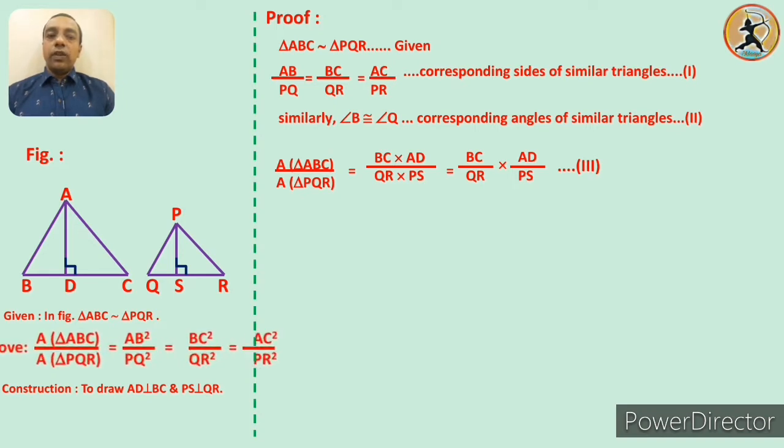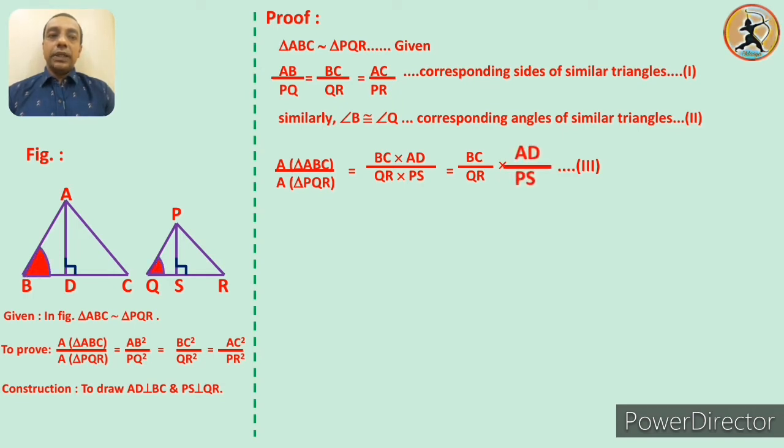But what we have to prove? We have to prove that the ratio of areas of these two triangles is equal to the ratio of squares of their sides. It means we have to get here either BC square upon QR square or AB square upon PQ square. But here, instead of BC upon QR, we get AD upon PS. It means indirectly, first of all, we have to prove that this ratio AD upon PS is equivalent to the ratio BC upon QR, and then we can get BC upon QR into BC upon QR.